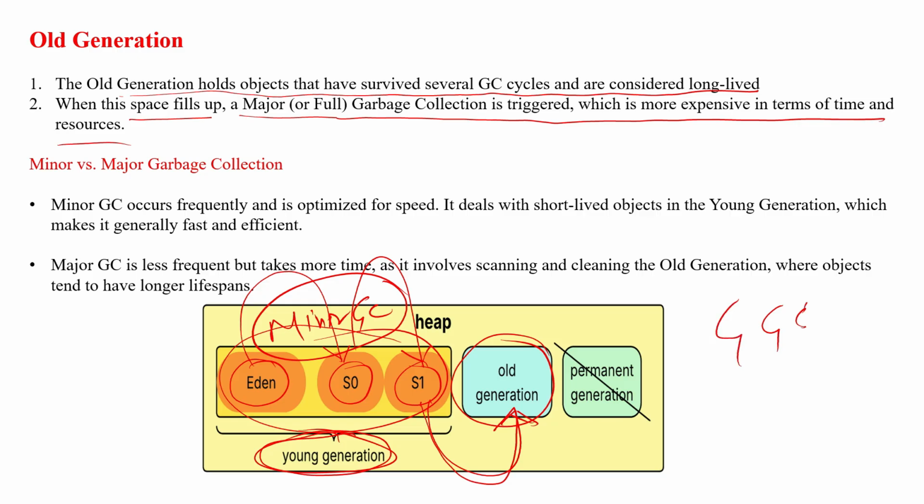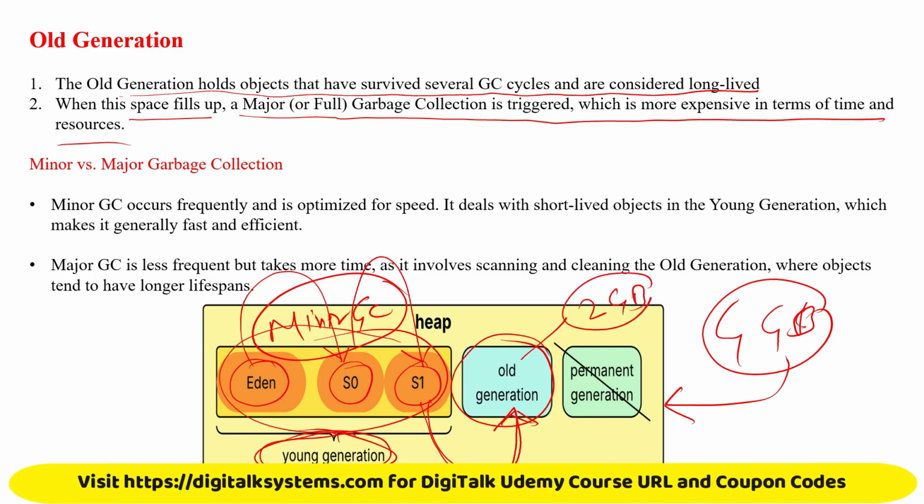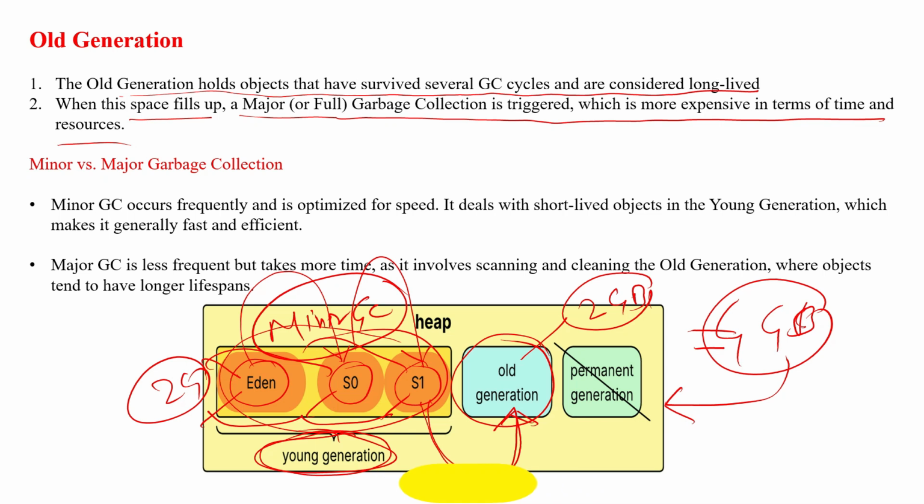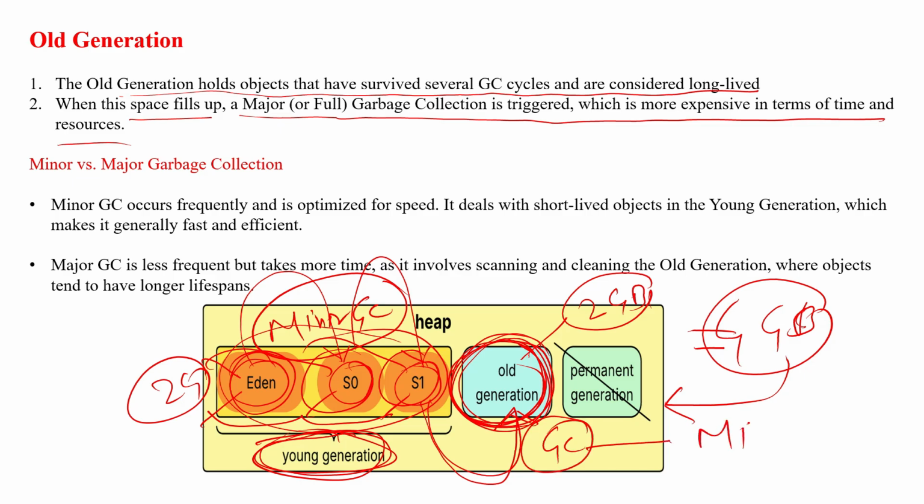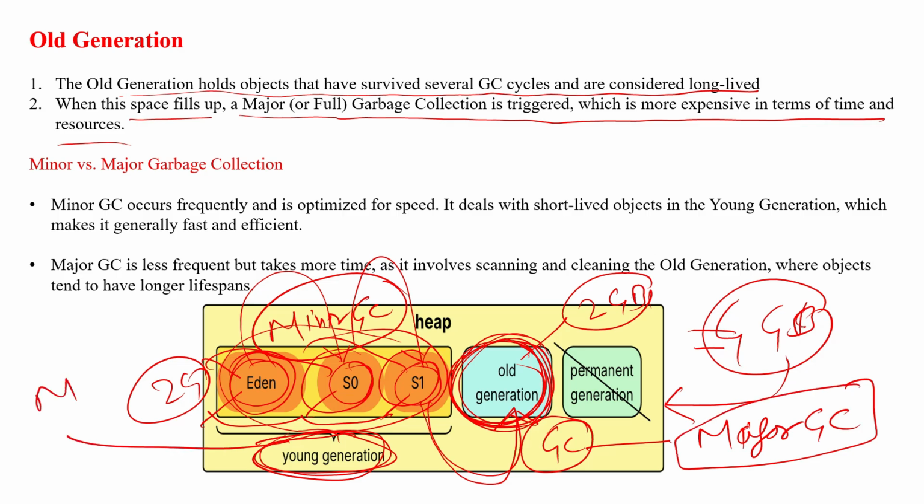For example, 4 GB is the total size of your heap. It is possible that this old generation may have 2 GB out of this 4 GB, and Eden, S0 and S1 will be divided in the remaining 2 GB, some fraction of that. Okay, so now this old generation has a big size in comparison with the Eden and Survivor in the young generation, right? So when this old generation is full, again a GC will get triggered, and this is called major GC. So that means minor GC occurs in your young generation, major GC occurs in your old generation. So this is very expensive. Why is this expensive?